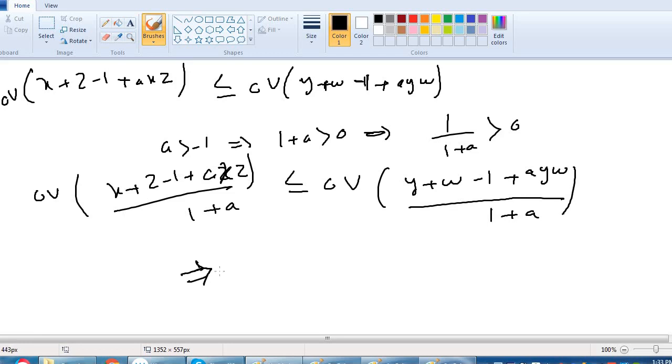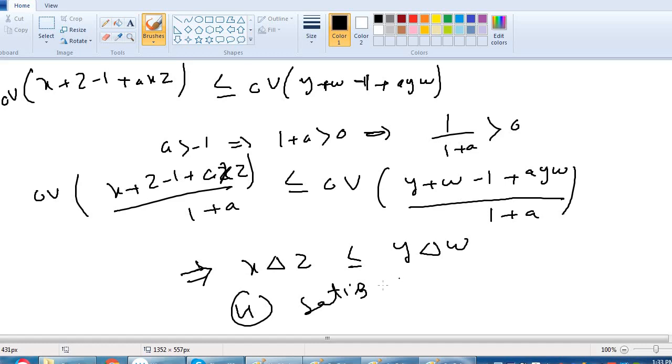This implies that x delta z is less than or equal to y delta w. So our condition 4 is satisfied. This implies delta is a T norm because it satisfies all the 4 conditions. Okay, thank you.